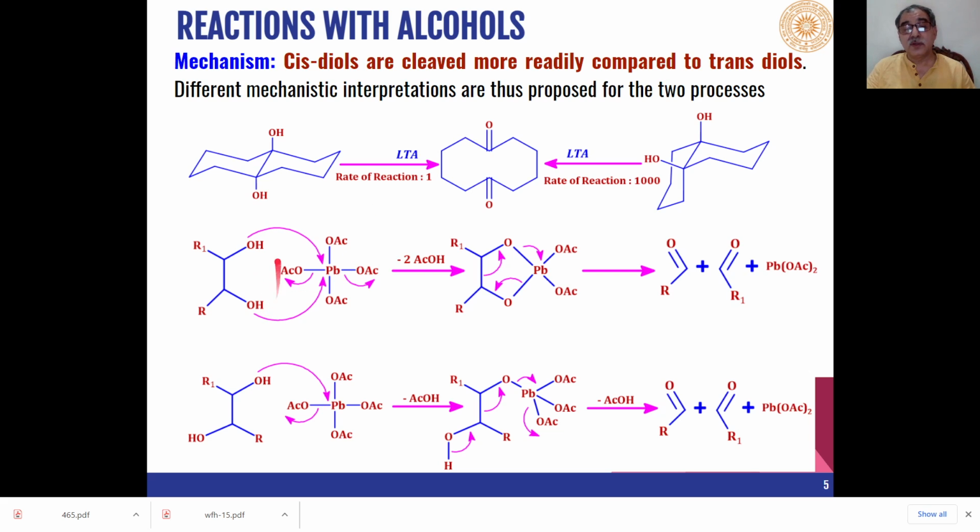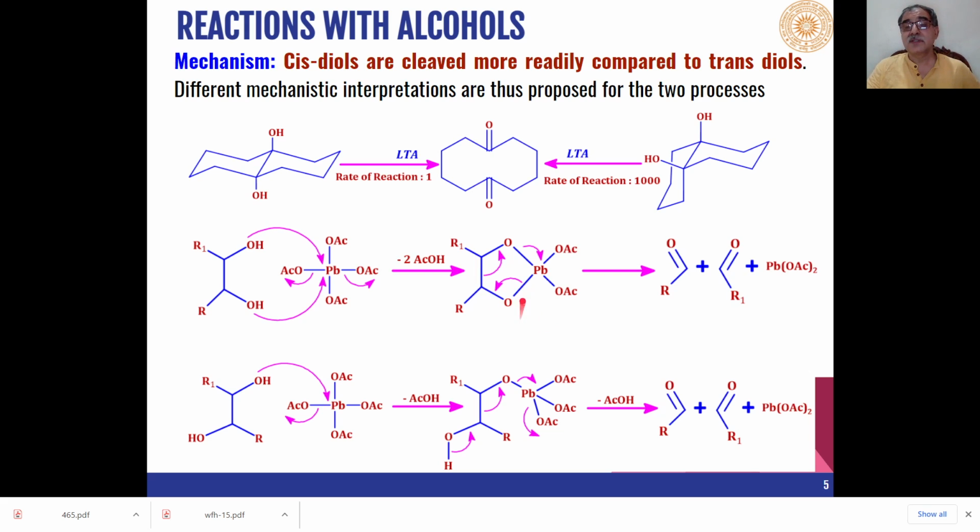Now, there are two main mechanisms which have been proposed. In the first mechanism, the lead tetraacetate reacts with a 1,2-diol, where both the hydroxyl groups interact with the lead tetraacetate with the removal of H from here and acetate from here, one molecule of acetic acid, and similarly H from here and acetate from here, two molecules of acetic acid. They are removed for the formation of this type of symmetrical lead acetate intermediate with a 1,2-glycol.